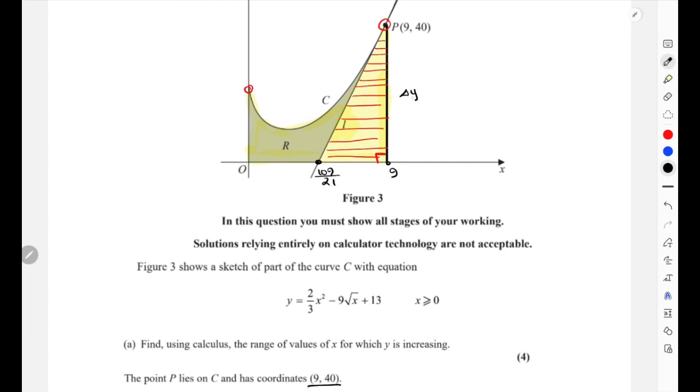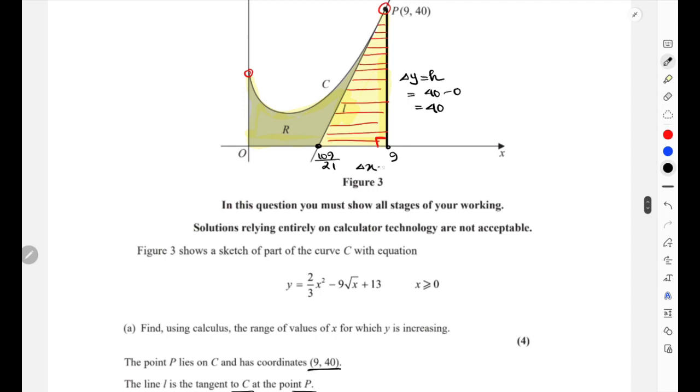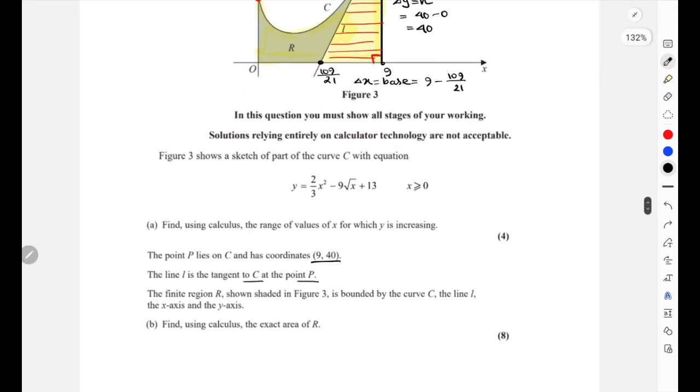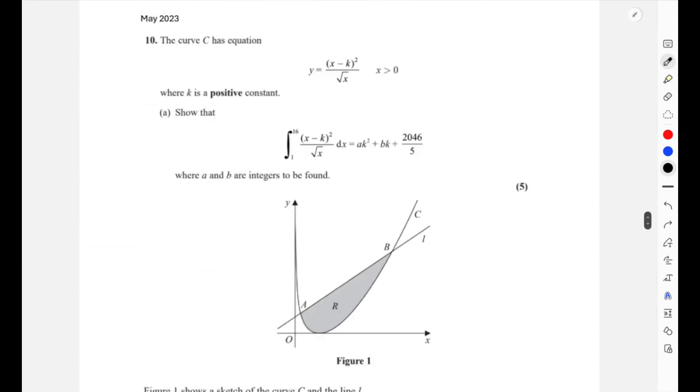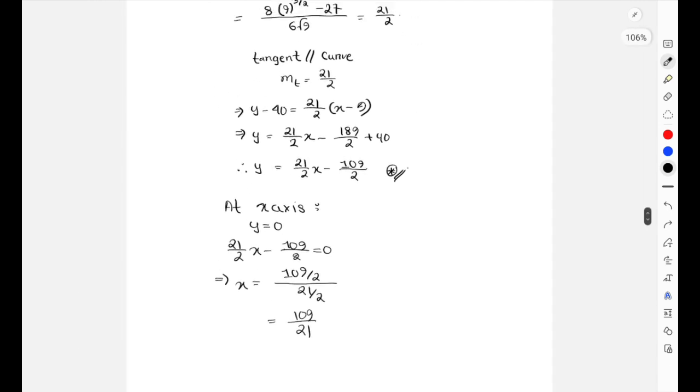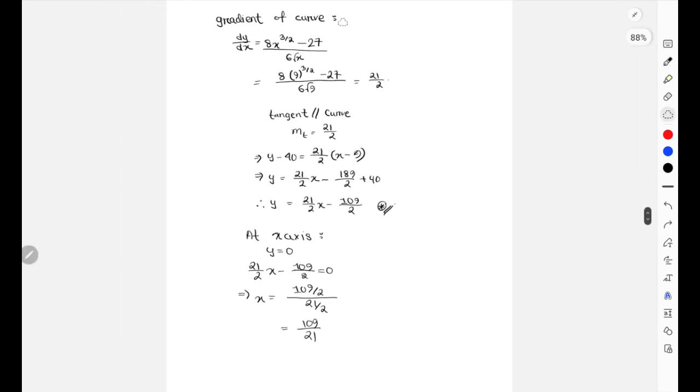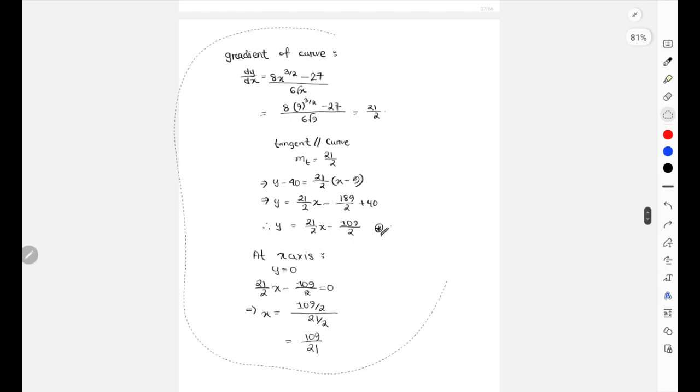And change in y-axis is your height, which is 40 minus 0, that's just 40. And your change in x-axis is your base, which is 9 minus 109 over 21. So in order to find the area of the triangle, we just have to multiply half by the entire base expression and the expression for your height, 40. So the last thing we will do is the area for your triangle. I'll just have to squeeze this to the right-hand side because I do not have much space for this maths.